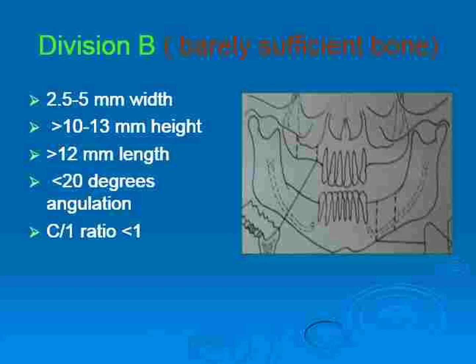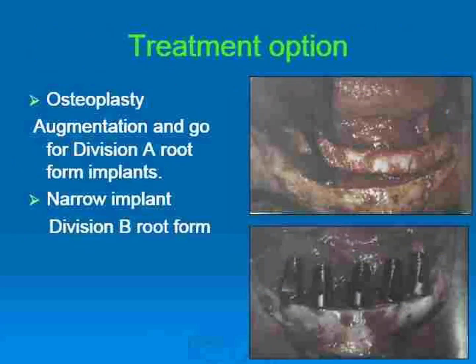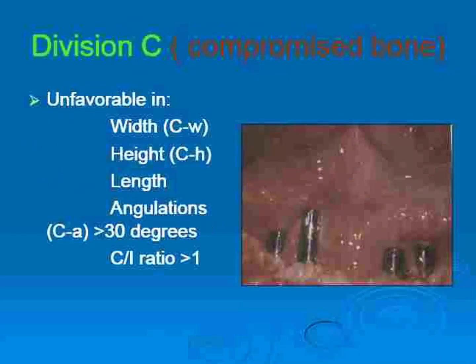Division B is barely sufficient bone, 2.5 to 5 mm width, more than 10 to 13 mm height, more than 12 mm length, less than 20-degree angulation. The crown implant ratio is less than 1. These are the various treatment options: osteoplasty and augmentation to convert it into division A bone, or narrow implants can be placed with division B root form implants.